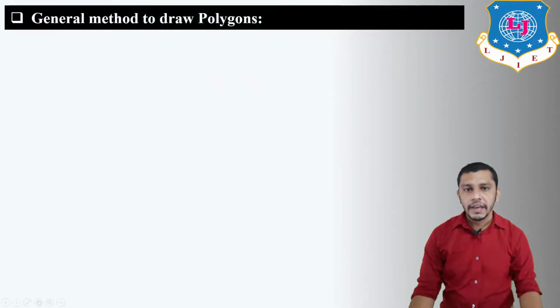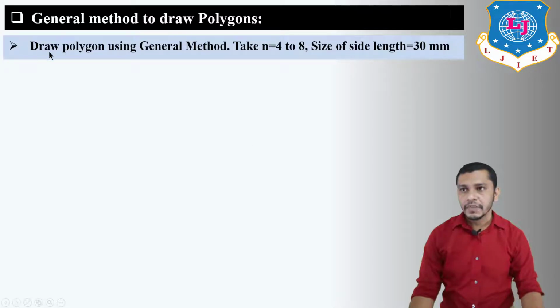Now let's move on to next method, general method to draw the polygons. Now here in this method, we are not going to use the protractor to measure the angles. So let us take an example. Draw a polygon using general method. Take n is equal to 4 to 8. Size of the side length is equal to 30 mm. So the side length of the polygon will remain 30 mm, and we have to draw the polygons from square to octagon. That means square, pentagon, hexagon, heptagon, octagon.